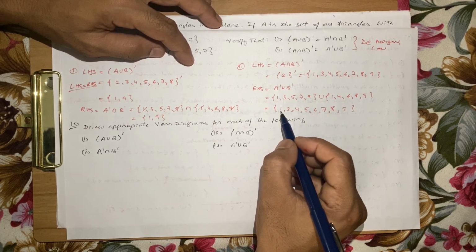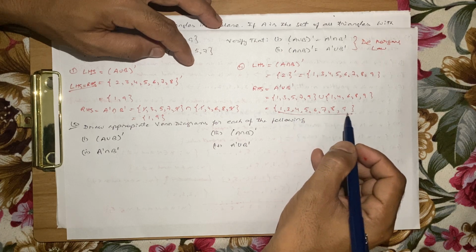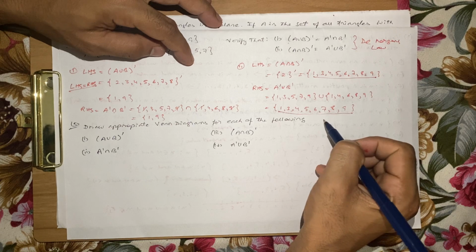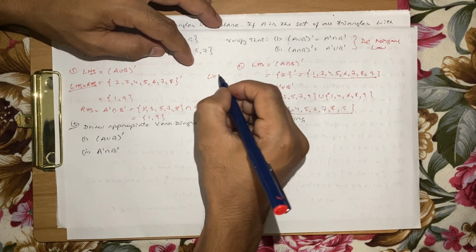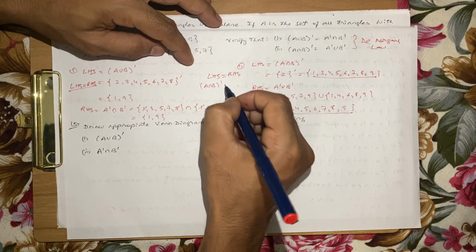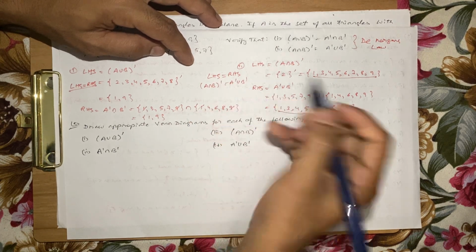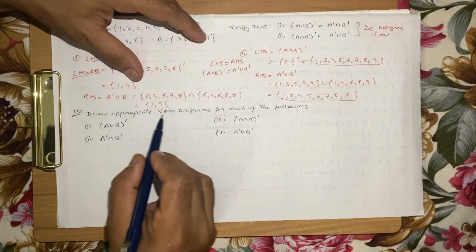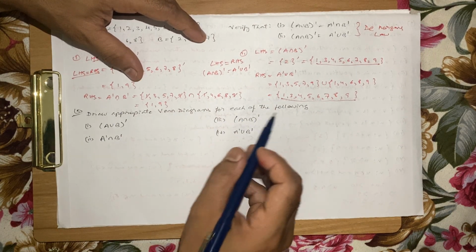Now check. Here all the elements except for 2. Here also all the elements except for 2. So both the sets are same. That means left hand side is equal to right hand side. That means I can say A intersection B dash is equal to A dash union B dash. Hence proved.